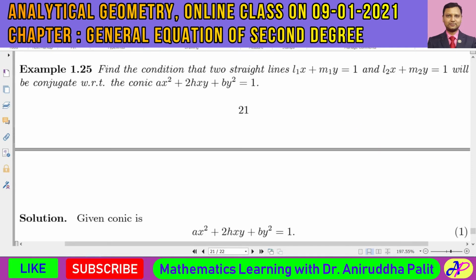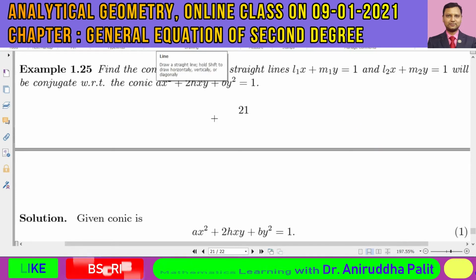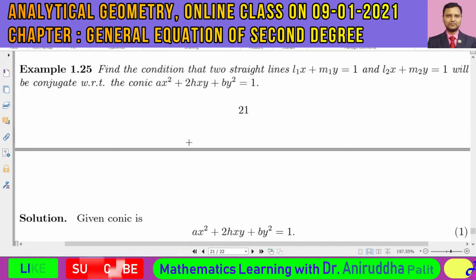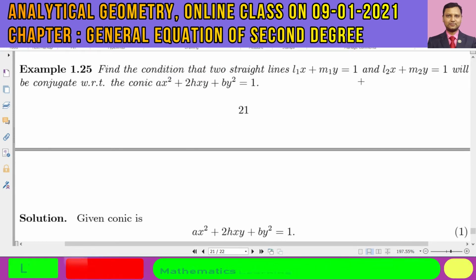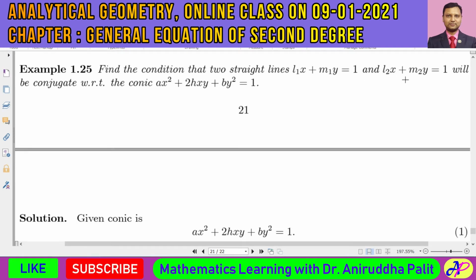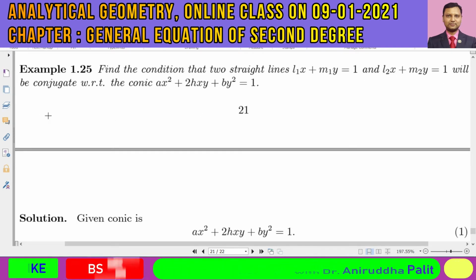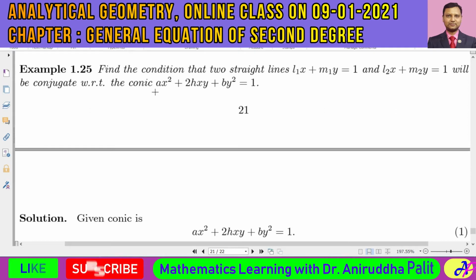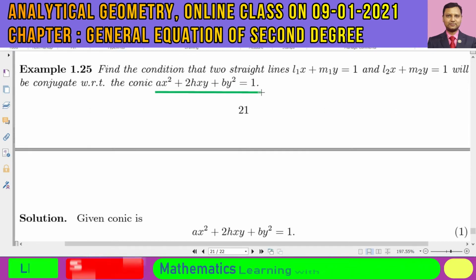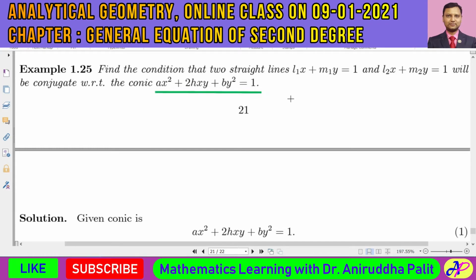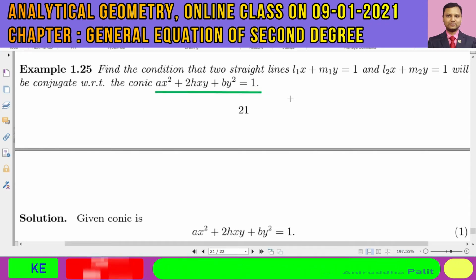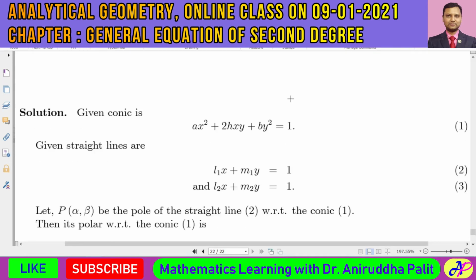Anyway, so what is the question? The question says, find the condition that two straight lines L1x plus M1y and L2x plus M2y will be conjugate with respect to the conic ax square plus twice hxy plus by square is equal to 1. So let's start the solution.